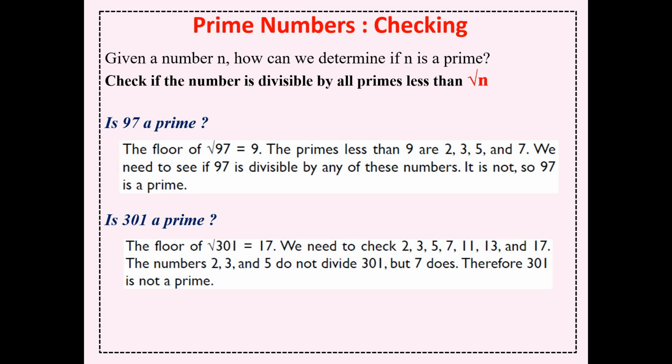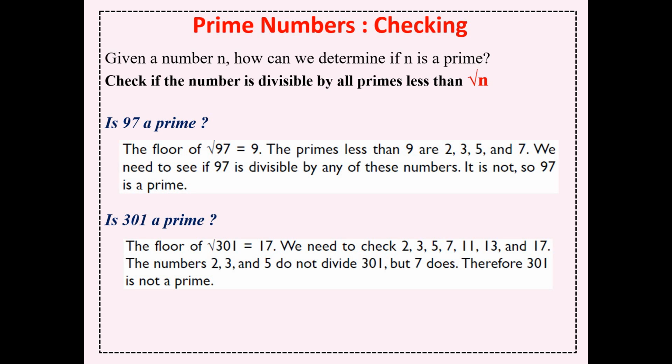Now you have to check whether 2, 3, 5 and 7 divide 97. We need to see if 97 is divisible by any one of these numbers. You check, and 2, 3, 5, 7 do not divide 97. So we can say that 97 is a prime. This is one of the oldest ways of doing it, but this process is a bit lengthy and it's not a proper process.